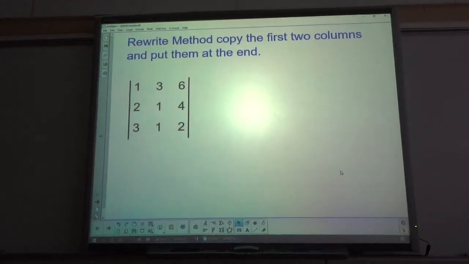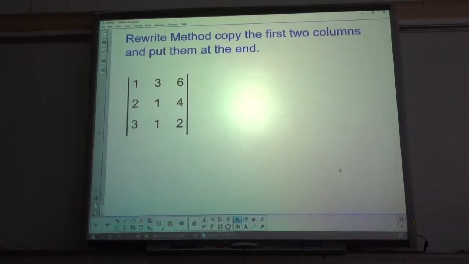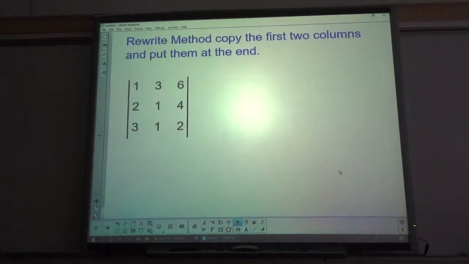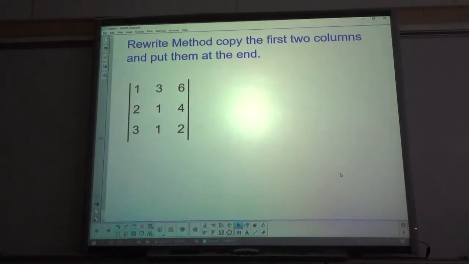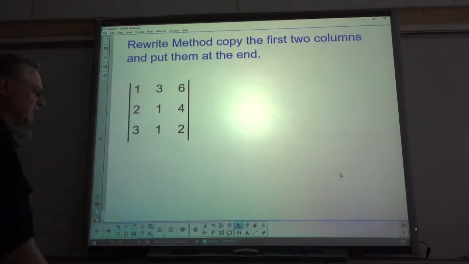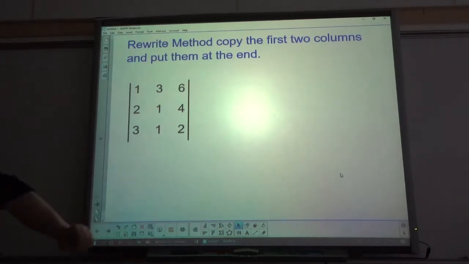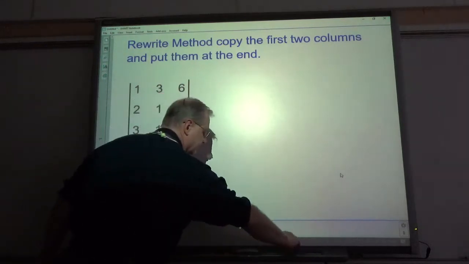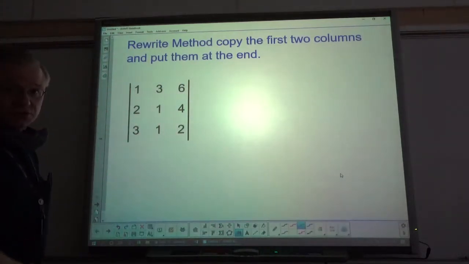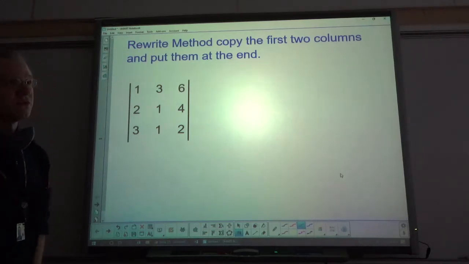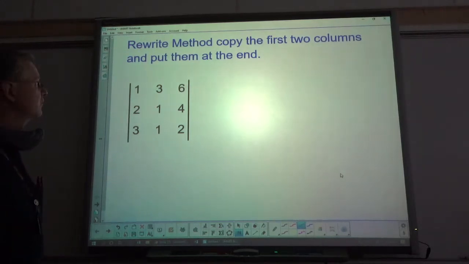Welcome. Today we're going to talk about finding the value of 3 by 3 determinants. Now earlier this year we worked with 2 by 2 determinants, and 3 by 3s are a little bit more complicated. So the first thing to note is there's 2 methods you can use. Technically there's 3, but we're not going to talk about the third.